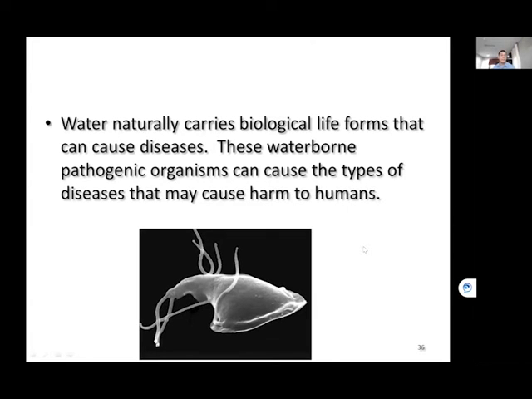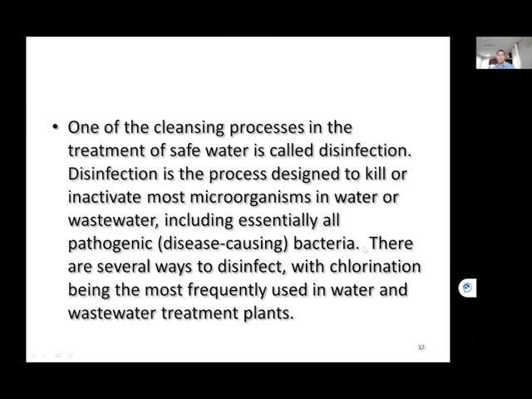These waterborne pathogen organisms can cause the types of diseases that may cause harm to humans. So of course, there's biological life in water that we cannot see, in the form of viruses and bacteria, and we need to inactivate those constituents in the water so that it doesn't cause any type of gastrointestinal disease for our customers in our service area. One of the cleansing processes in the treatment of safe water is called disinfection.